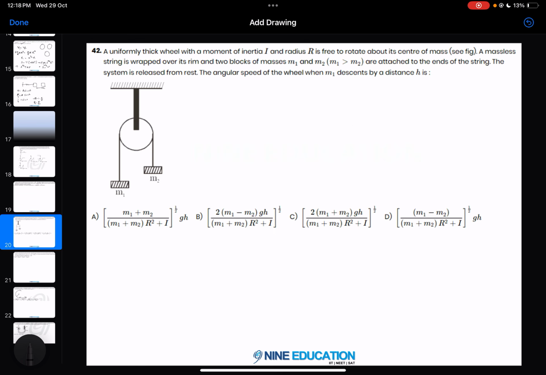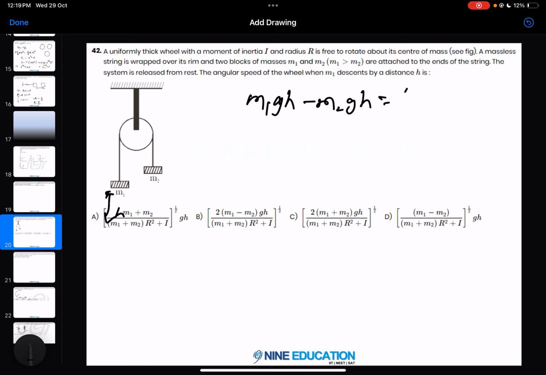Moving on to the next question. Right. So m1 goes down, m2 goes up by h. We need to find the angular speed of the wheel. The best way to solve this question is by conserving energy. Now what is the energy lost when m1 goes down? m1 gh. m2 going up, it gains energy, so the net energy lost is m1g minus m2g into h.